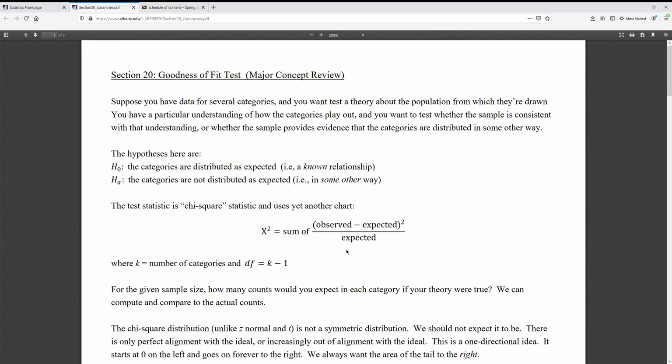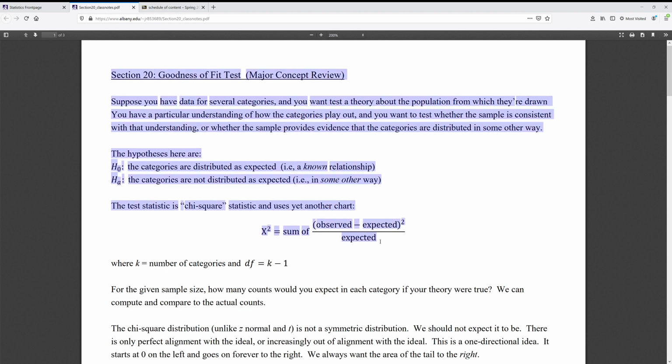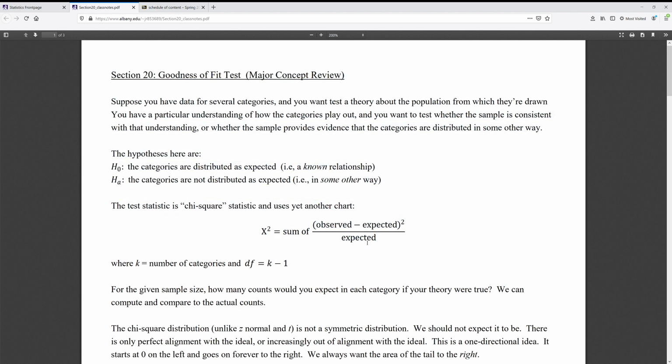So the way that the chi-square statistic is computed is that for each category, whether it's as simple as left-handed, right-handed, or whether it's 20 different majors in a university, for each category, we figure out what you're actually getting, the observed count, minus what you would expect for a sample of that size, square it, and then divide it by that expected count again. And then add them up.